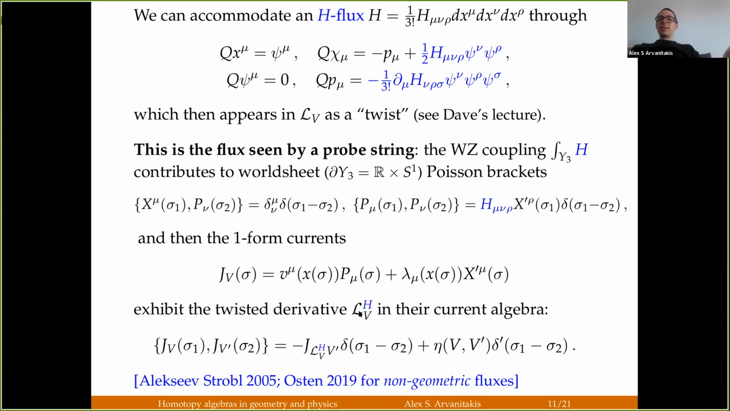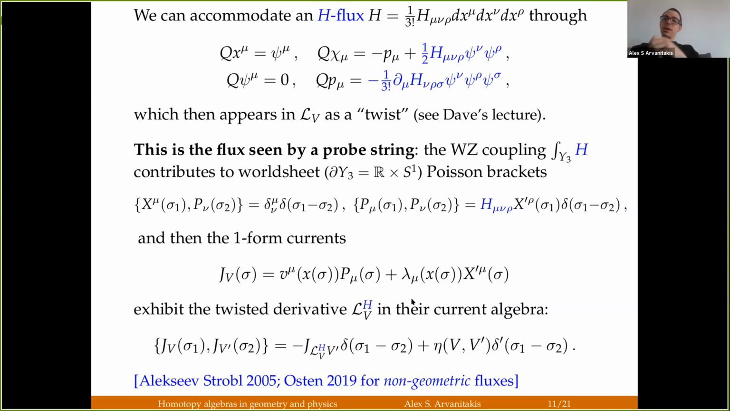The claim is that the twisted generalized Lie derivative actually appears in the Poisson brackets of these one-form currents amongst themselves. So it appears in the ultra-local term that determines the, let's say, classical closure. And there is also a Schwinger term that depends on the ODD structure of the generalized tangent bundle, but I'd like not to consider that. So it appears in the non-anomalous term.